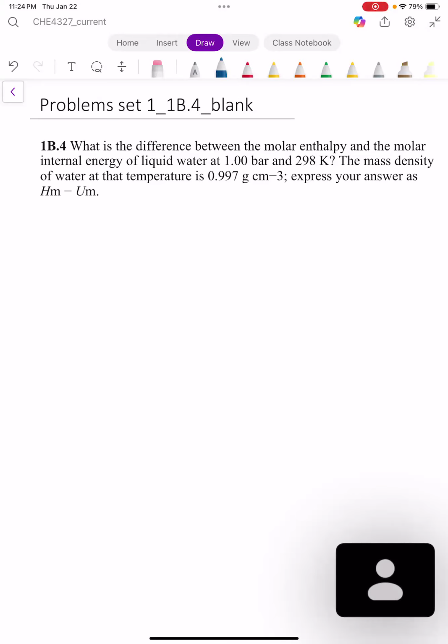From the class today, hope you can recall that the definition of H, enthalpy, was internal energy plus pressure times volume. Therefore, if you want to get the difference between H and U, that is H minus U, you will see that it is equal to P times V.